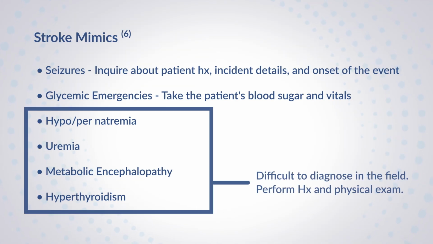Other metabolic conditions can be mistaken for stroke, such as hypernatremia, hyponatremia, uremia, metabolic encephalopathy, and hyperthyroidism. These conditions would be difficult to rule out in the field and require blood or lab work to confirm or deny. In any case, a good EMS provider will do a focused history and physical exam to explore the possibility of stroke mimics while simultaneously confirming stroke symptoms.